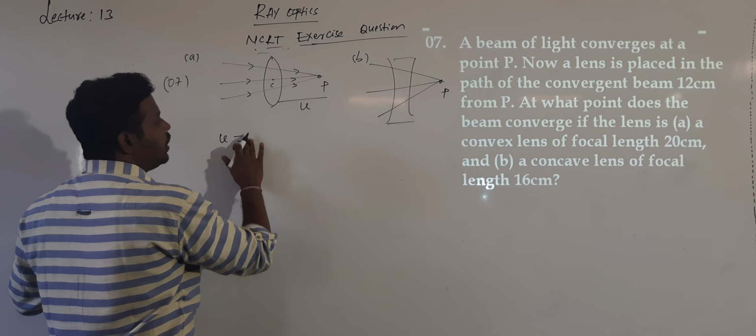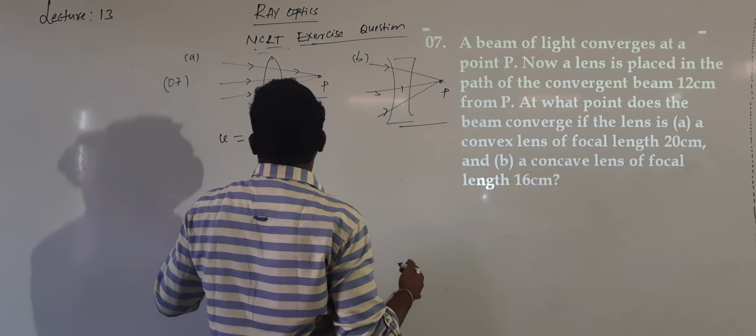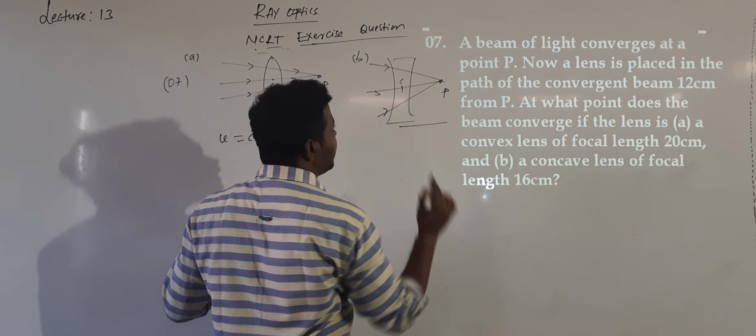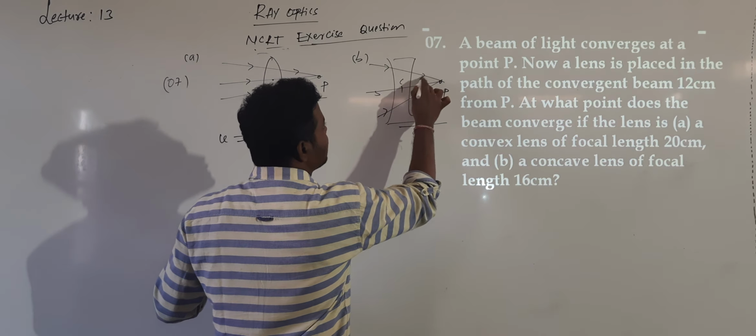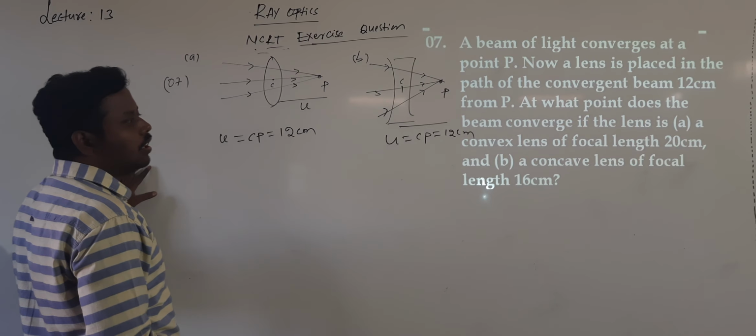For this also, this is the incident ray, here the object is there. This is the optic center C and this is P, the direction of the incident ray. So, here also the object distance u is equal to CP, which is 12 centimeters. Now, what they are asking is, at what point does the beam converge when you place the lens? Where will we get the image, if the lens is a convex lens or a concave lens?